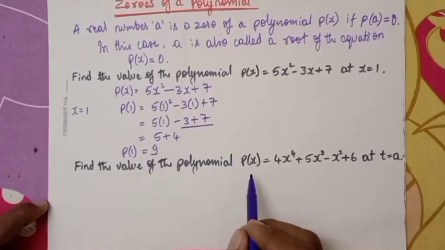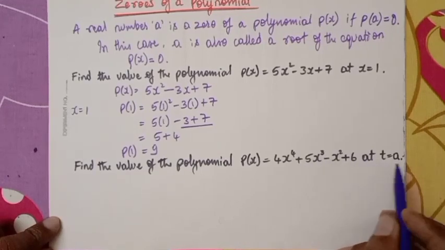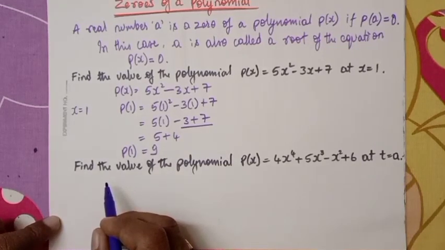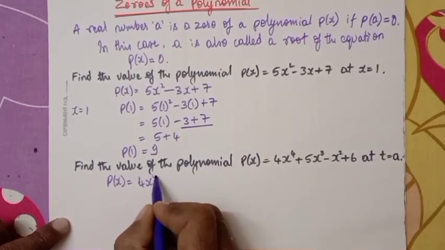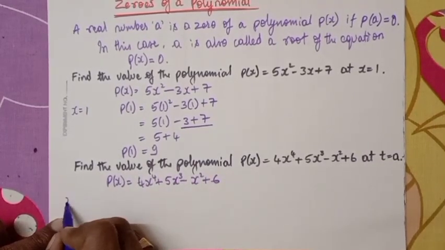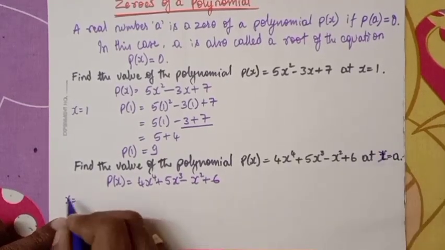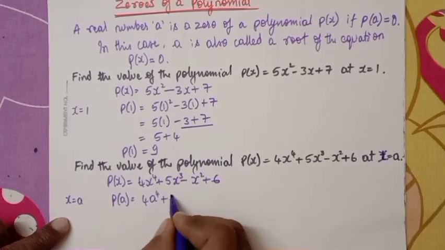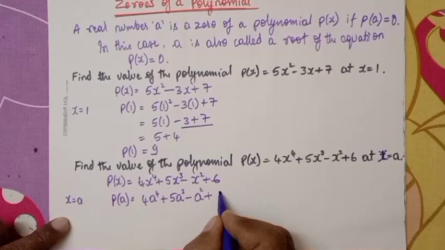Find the value of the polynomial p of x is equal to 4x to the power 4 plus 5x cube minus x square plus 6 at x is equal to a. So here x is equal to a. So p of a is equal to 4a to the power of 4 plus 5a cube minus a square plus 6.